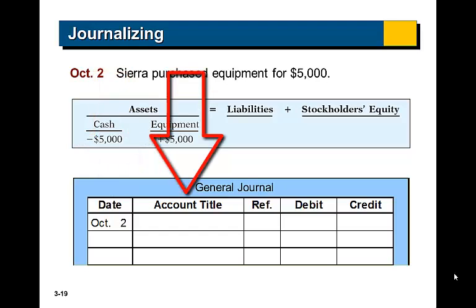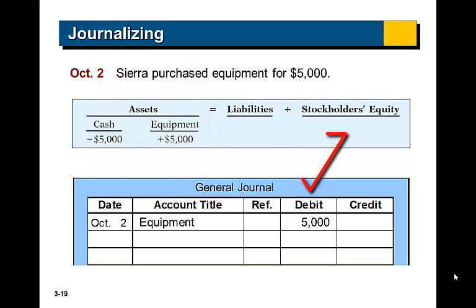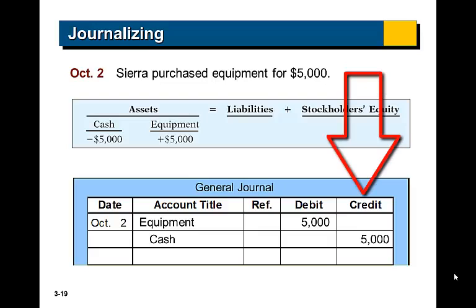We list equipment first because it is being debited. We enter $5,000 in the debit column. We then list cash. We indent the account title because it is being credited, and we enter $5,000 in the credit column. We have at least 2 accounts. We have at least 1 debit and at least 1 credit, and our total debits equal our total credits. So we are happy with this entry.